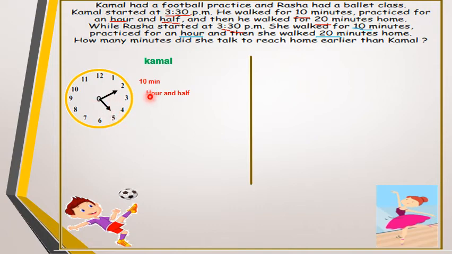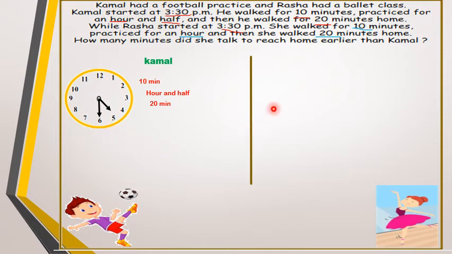Now I calculated the time he took to practice, and then he took 20 minutes to get back home. So I will see here 20 minutes: 5, 10, 15, 20. So the long arm will be on 6 to make 20 minutes. All the way from here to here is 20 minutes. So when he finished, it was 5:30.